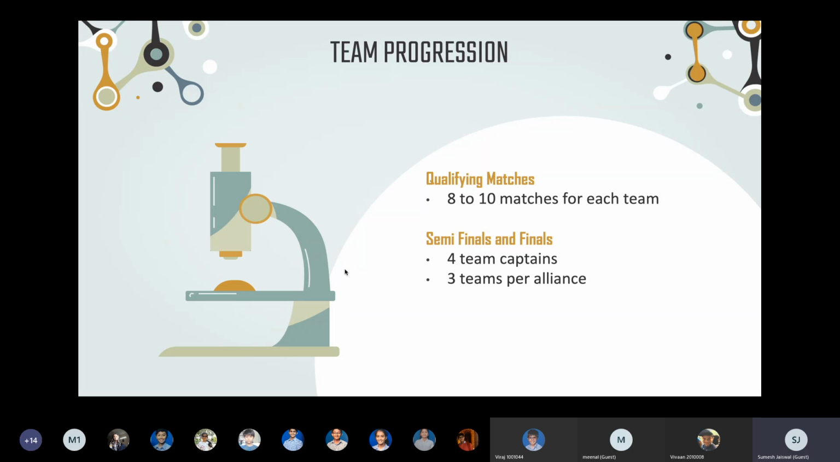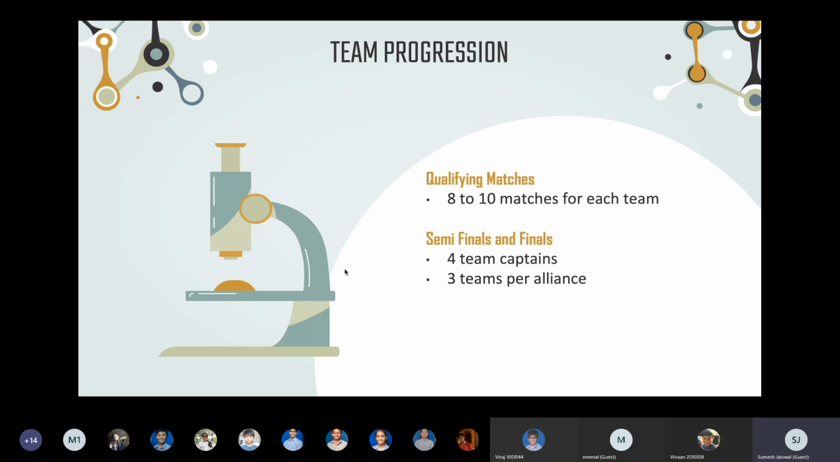After these qualifying matches complete, which typically takes something like 1.5 days, what we get at the end is a scoreboard in the decreasing order of ranking points. And these ranking points are determined based on how many matches you've won, and what your points are in each match.